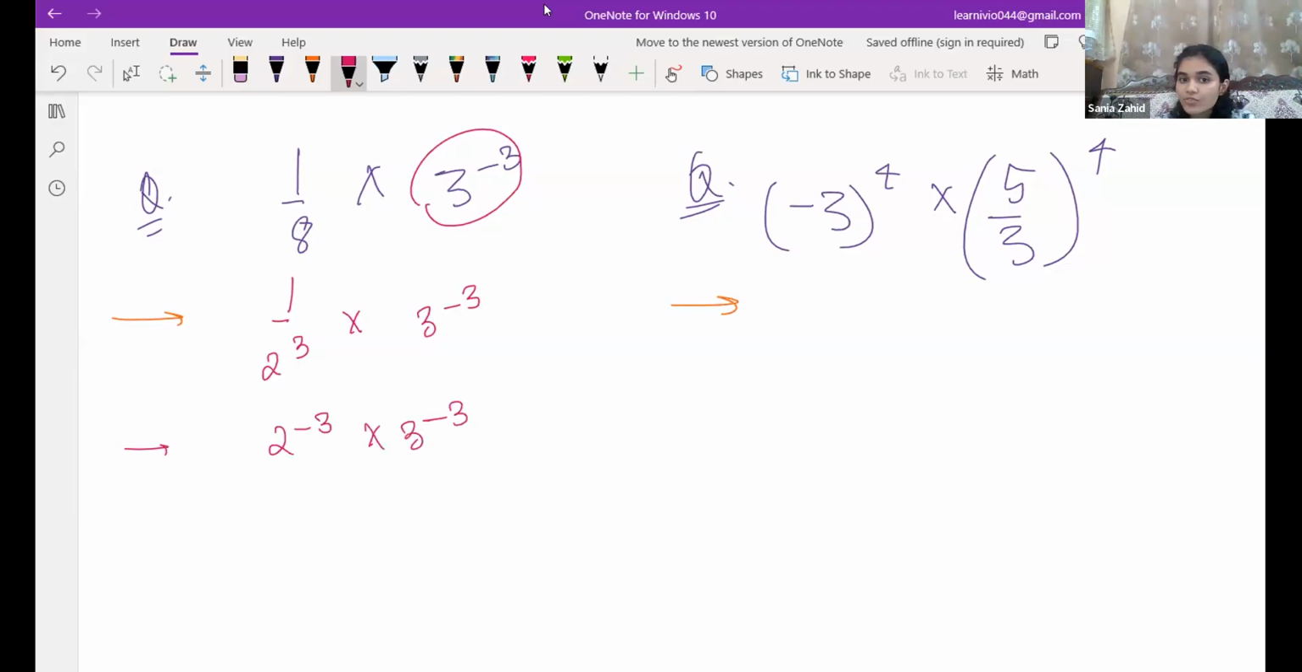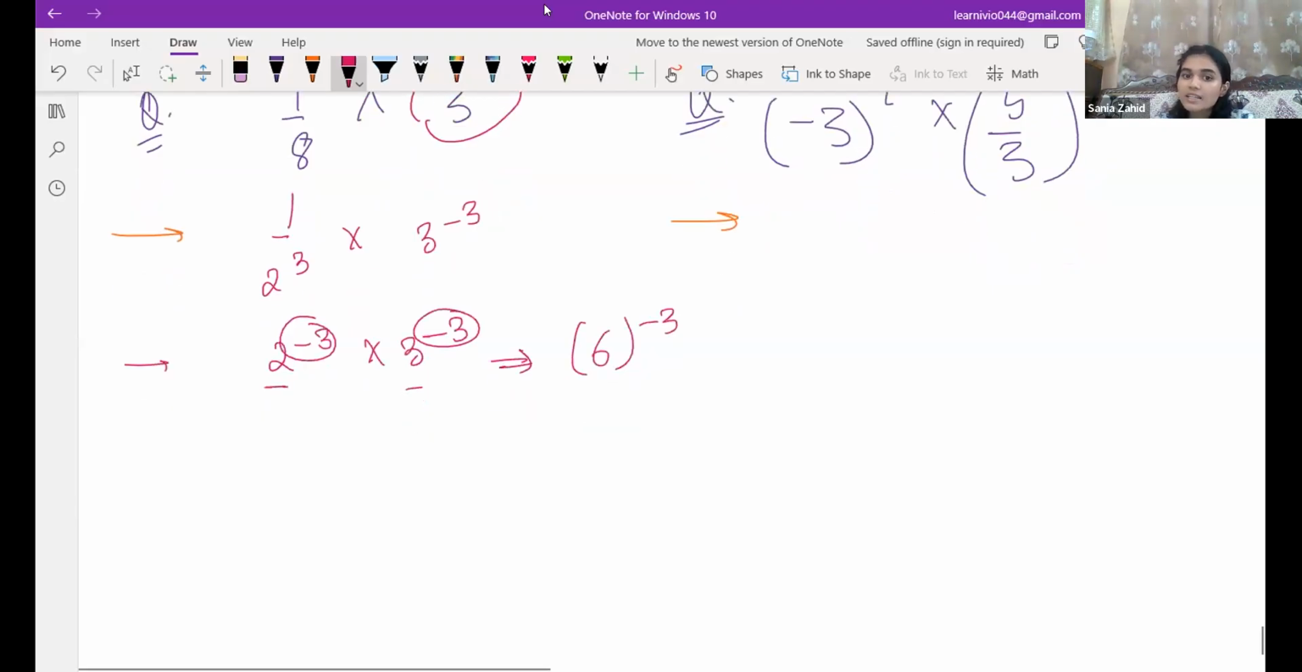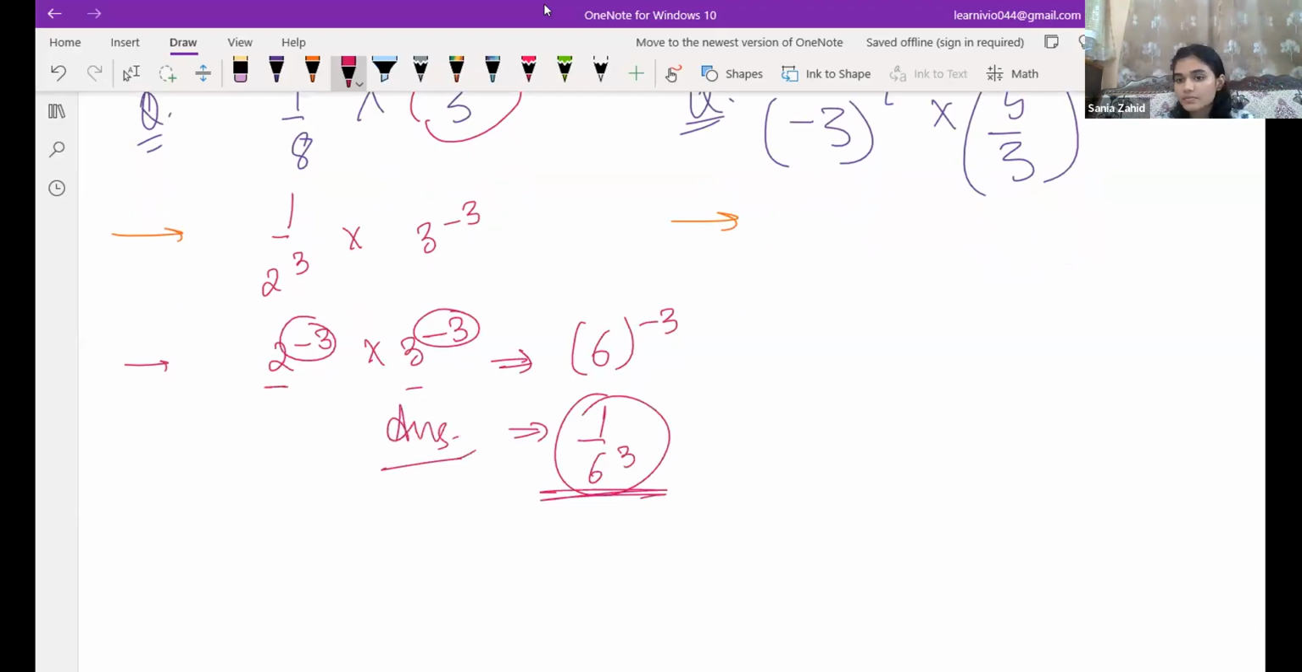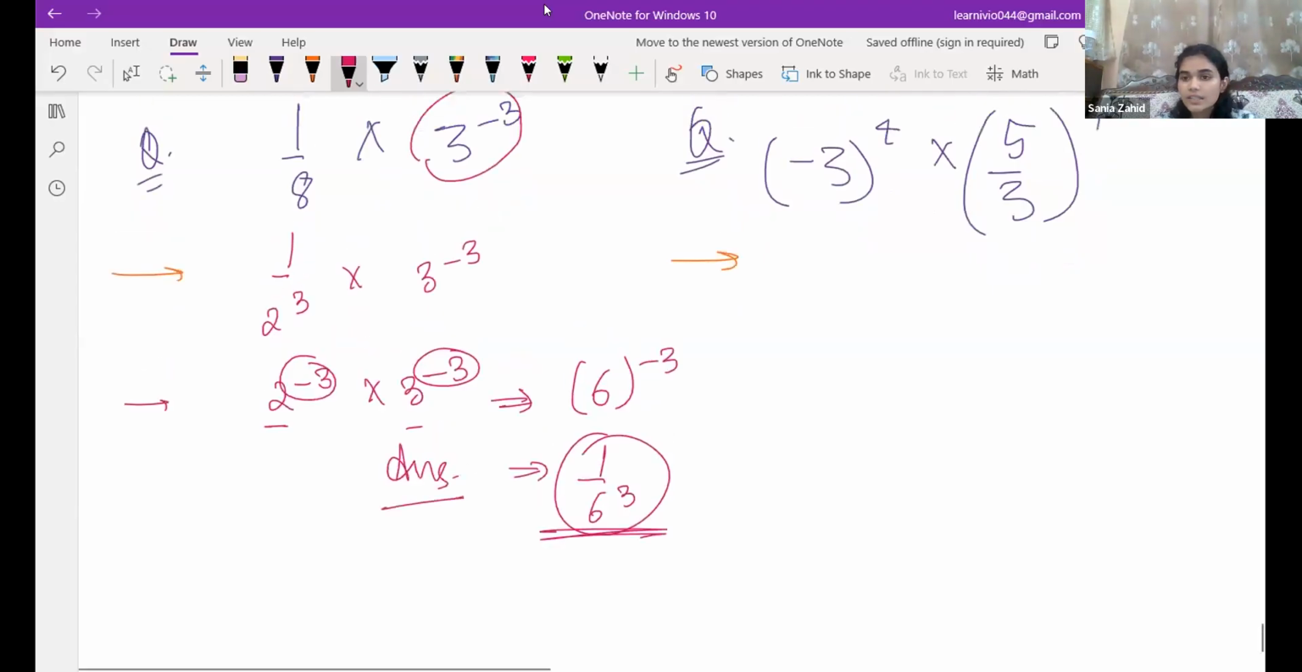Yes. Now children, I have different bases but same powers. So what will I do? I will multiply the bases. 2 into 3 is 6 and my power becomes minus 3 only. Right? And now finally I can write it as 1 by 6 to the power 3. This is my final answer. Right? Just have a look at this question and tell me if you understand.